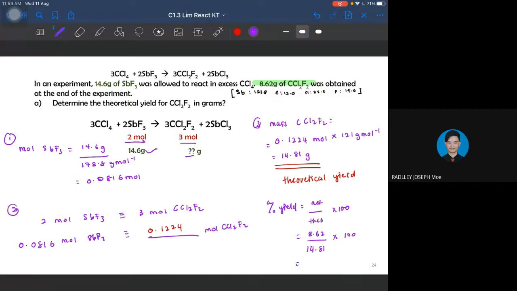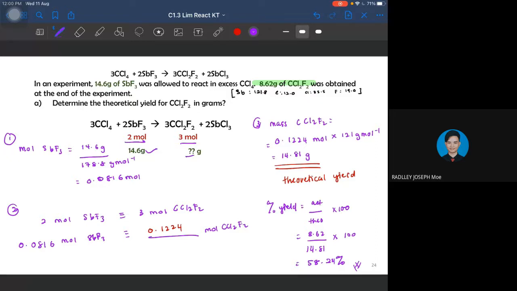58. Ya, Miss. 58.2%. Okay? 5.8, Miss. Boleh? 5.8? 58. Salah kira. Sorry, Miss. Salah tekan. Okay, 58.2. Okay, 24 pun boleh. Alright.